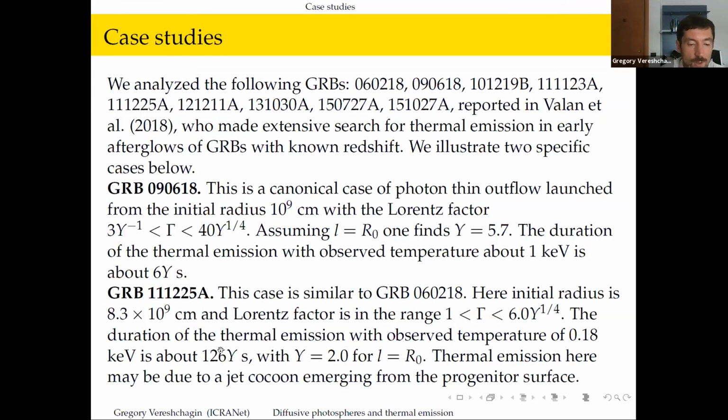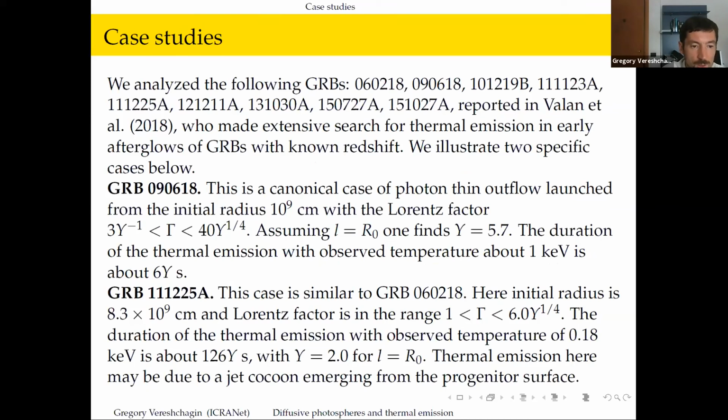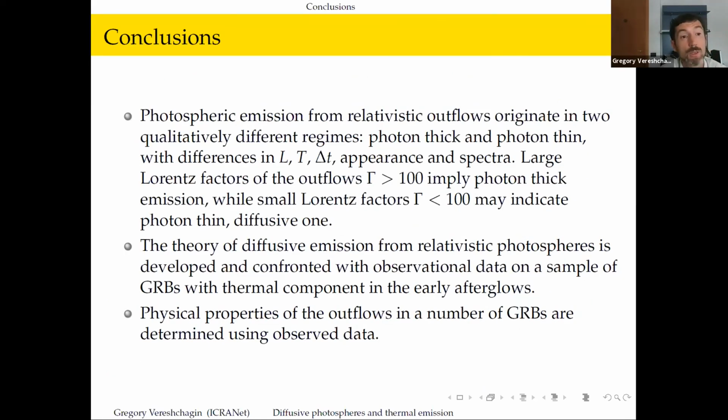So they call for different physical interpretations of the origin. If we talk about the first one, it's very likely that this is a relativistic flow, possibly a jet or another different type of event. If we talk about the second case, this is possibly consistent with the cocoon, the jet cocoon, which emerges when the jet breaks out from the progenitor star.